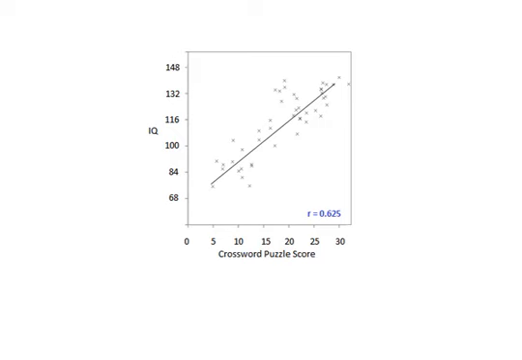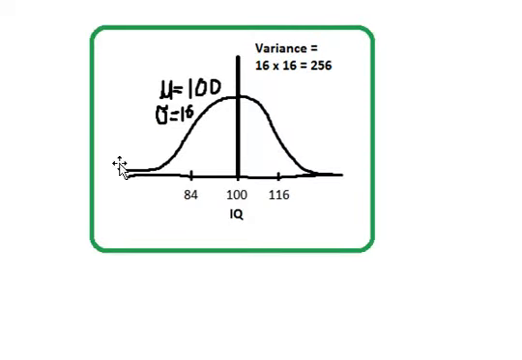Coefficient of determination, also known as R squared, lets us know how useful a correlation is for making predictions. Let's say we're talking about IQ. If we are trying to guess someone's IQ and we don't know anything at all about that person, our best guess would probably be to predict the average IQ, or the mean IQ, which is 100.